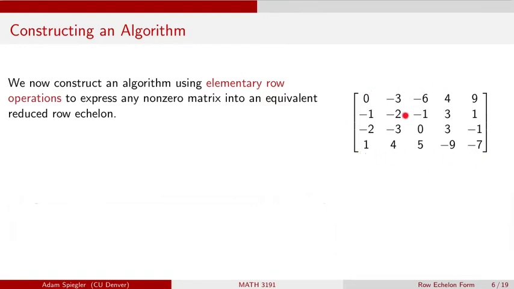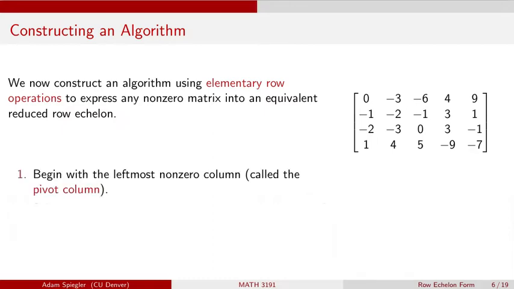And we'll assume that this matrix is an augmented matrix of some system of linear equations. And our goal is to solve this system of linear equations. And so therefore, our goal is going to be to take this matrix, use some elementary row operations, and express it in an equivalent form, which is in reduced row echelon form.